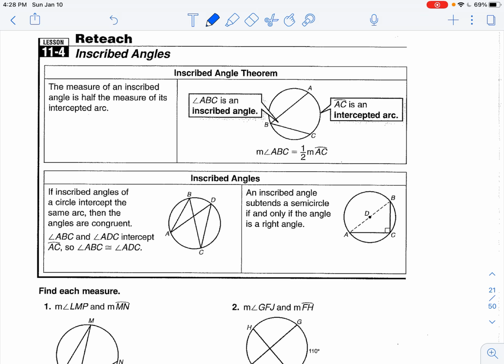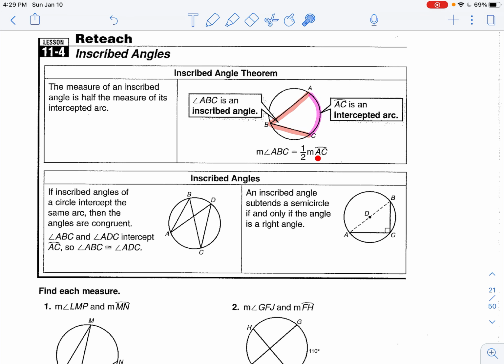Inscribed angles. The measure of an inscribed angle is half the measure of its intercepted arc. So what this is saying is ABC is an inscribed angle. We know that because the vertex is on the circle. Arc AC is an intercepted arc. That's this guy right here. This is the intercepted arc.